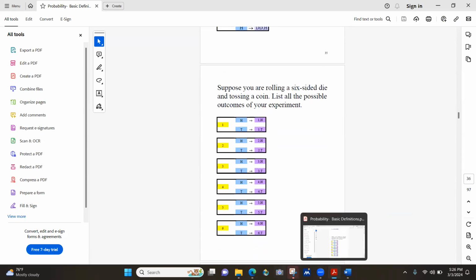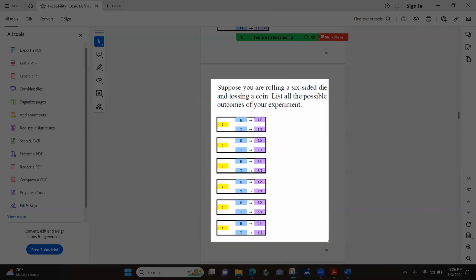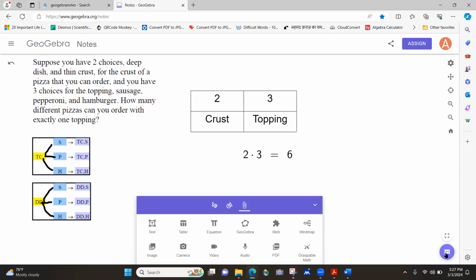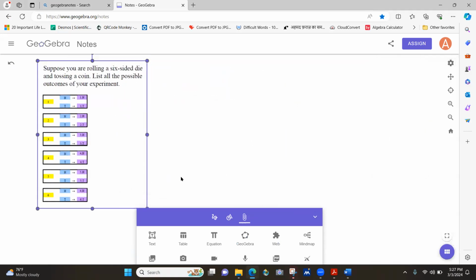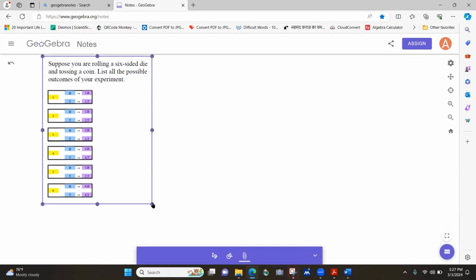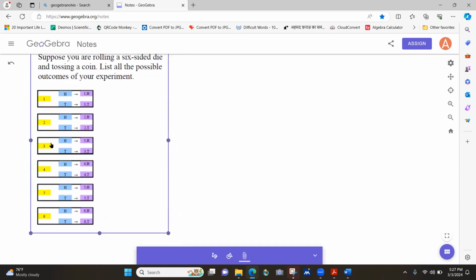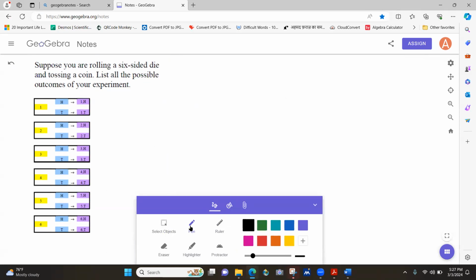Here's another example to illustrate fundamental counting principle. And this will, I think, come up again. So here, let's say you're rolling a six-sided die and tossing a coin, okay? Your die could give you a 1, 2, 3, 4, 5, 6. But you're tossing a coin at the same time. Your coin could give you an H or T, head or tail. So your total sample space is going to be this.